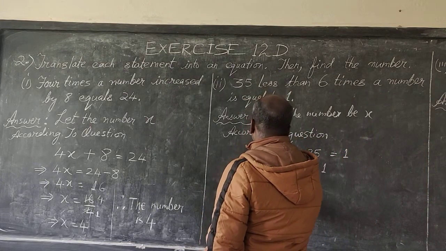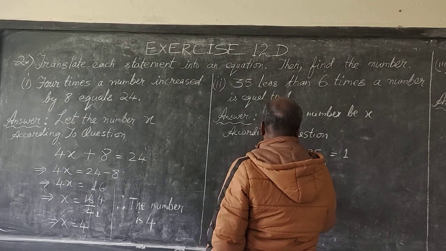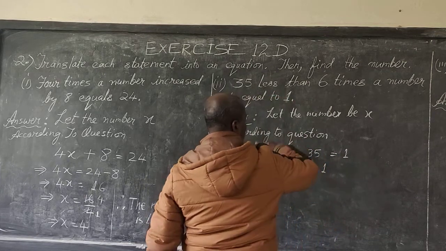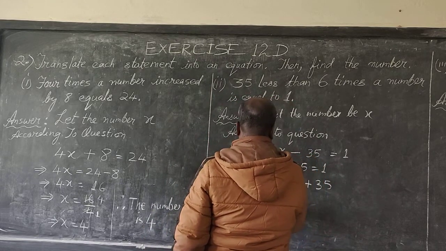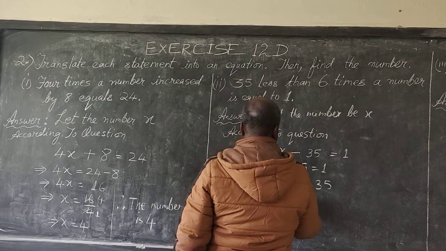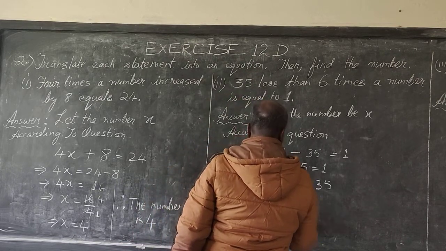Let's use shifting method only. So minus 35 goes on the other side. Other side we have 1. So when minus 35 goes other side, it becomes plus 35. 1 plus 35. 35 plus 1 is 36.